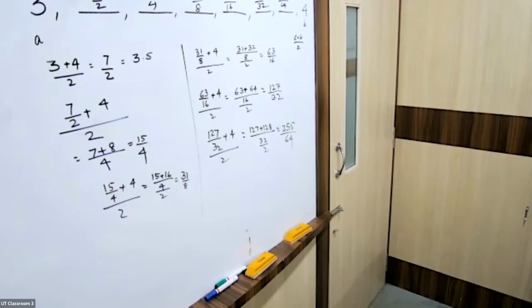Now see here what I'm doing. First of all, where will root 7 lie? What is root 4? 2. What is root 9? 3. So we have got root 4, which is 2.